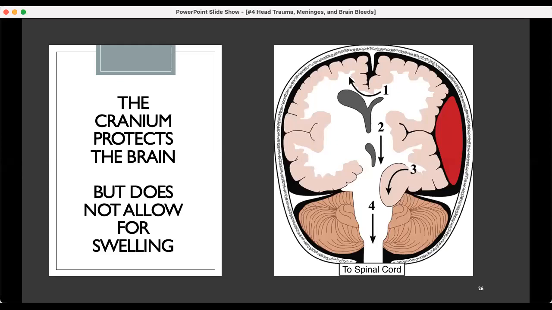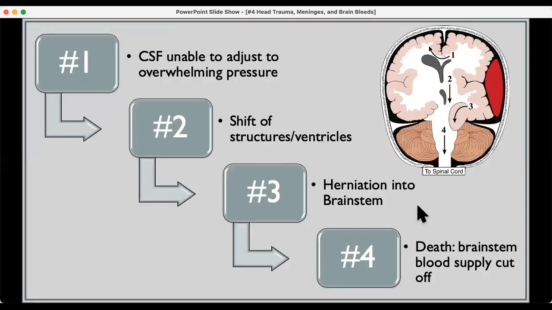Again, the skull, the cranium, is great at protecting the brain, but it doesn't allow for swelling. So here's an example of how a hematoma develops, starts pushing on the brain because it can't push outwards, and it starts to push this matter over. And this is called ventricular shift. Here's the lateral ventricles, the third ventricle, and everything is being shifted to the side. And the only way it has to go is down through the only opening, the foramen magnum.